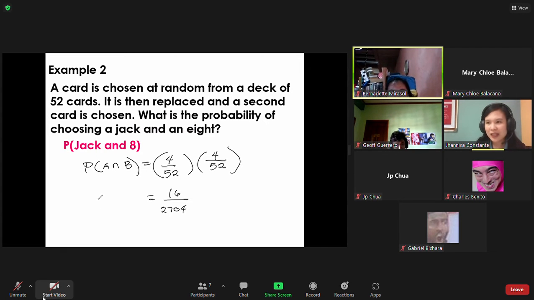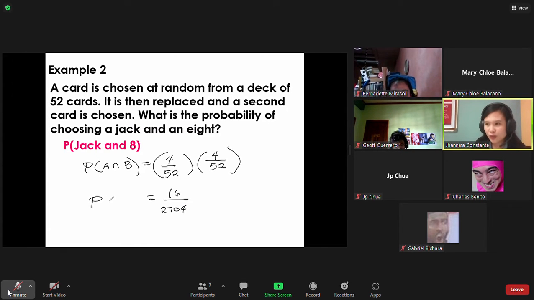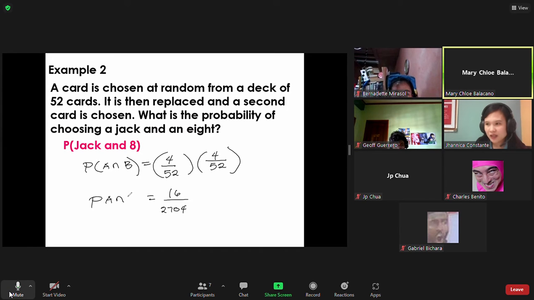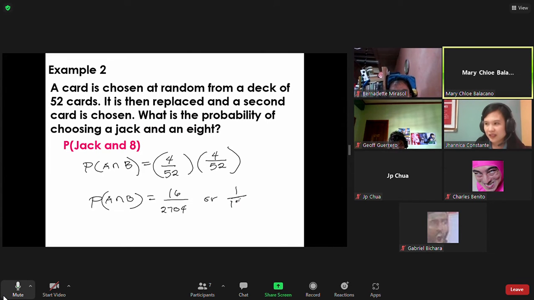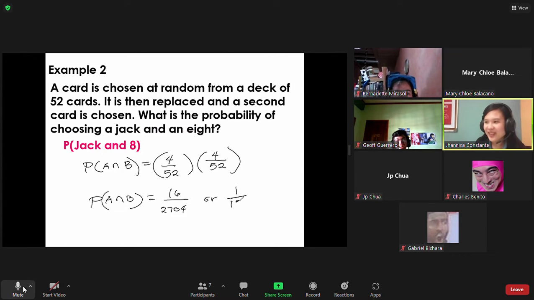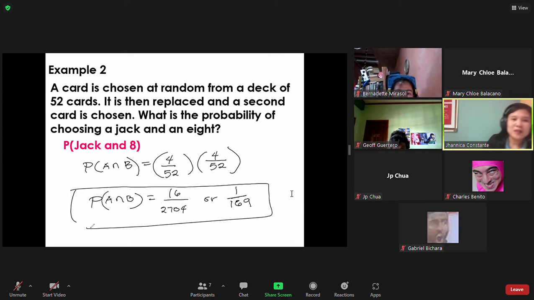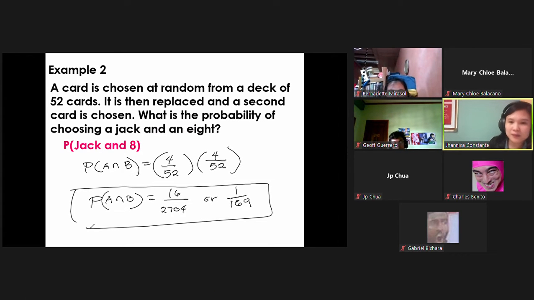Can we still simplify it? 16 over 2,704 simplifies to 1 over 169. So that is our probability of getting a jack and an 8 in the deck of cards that we have. Okay, so that's how simple it is to find the independent probability.